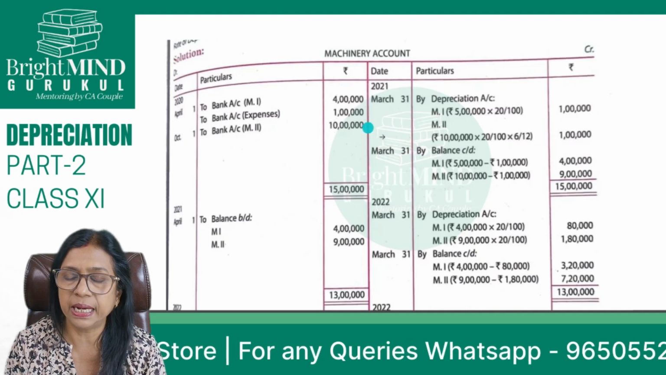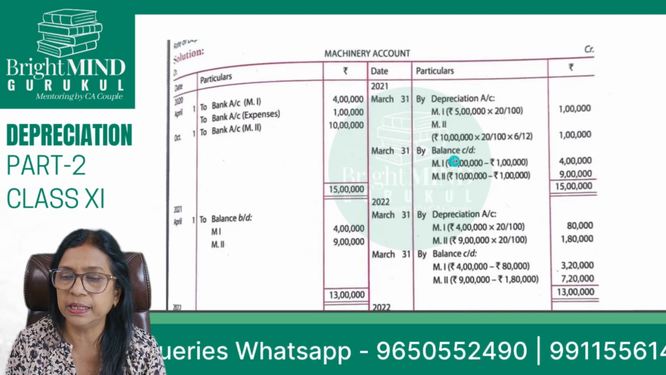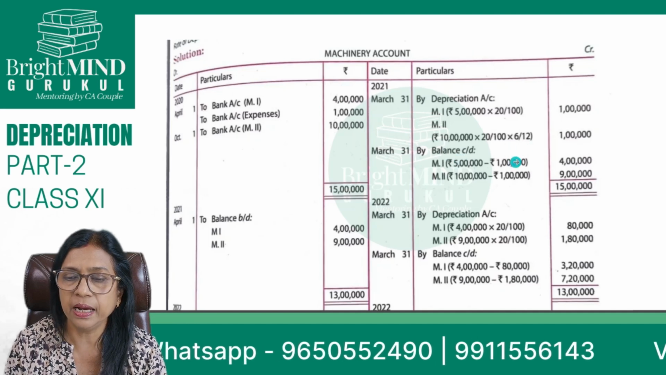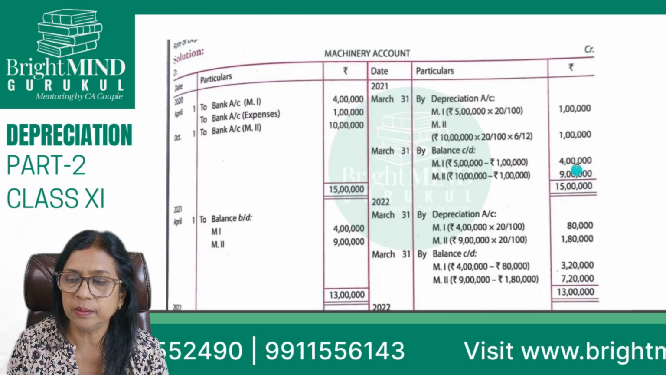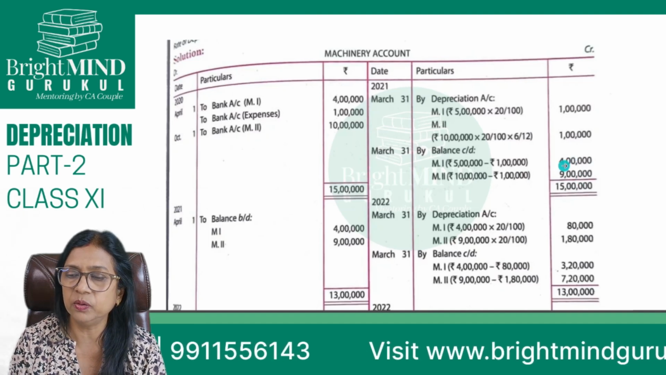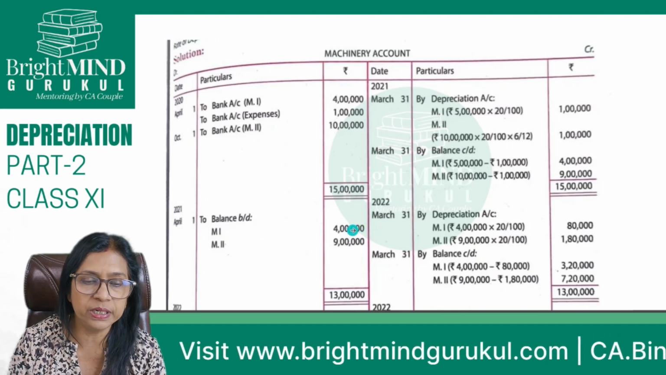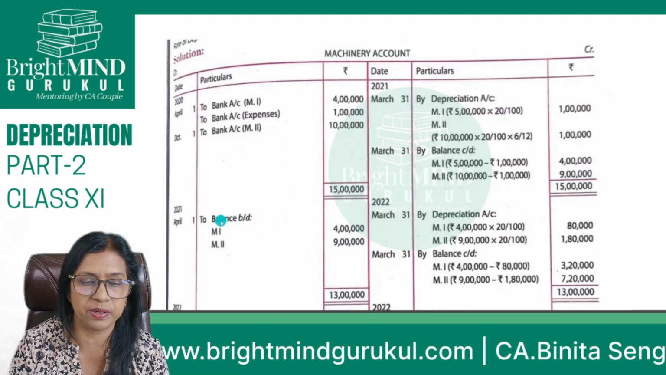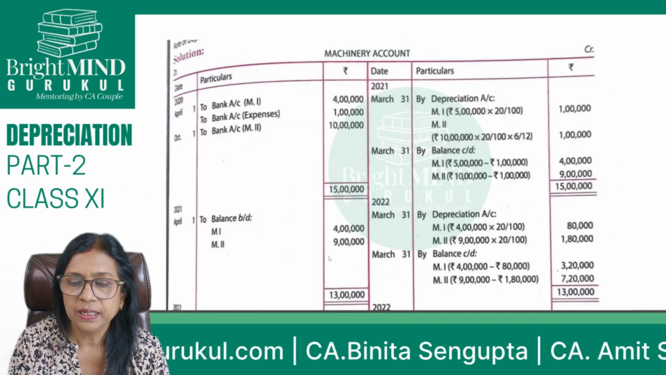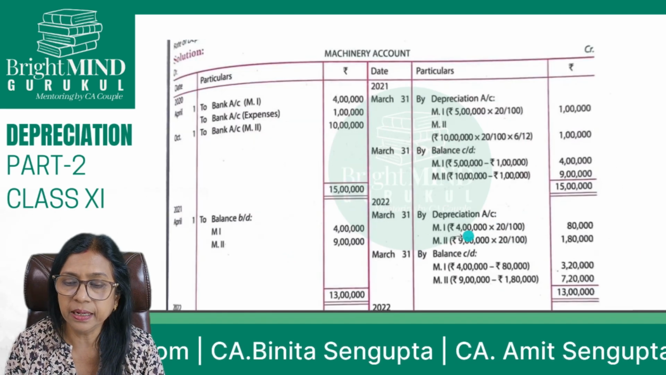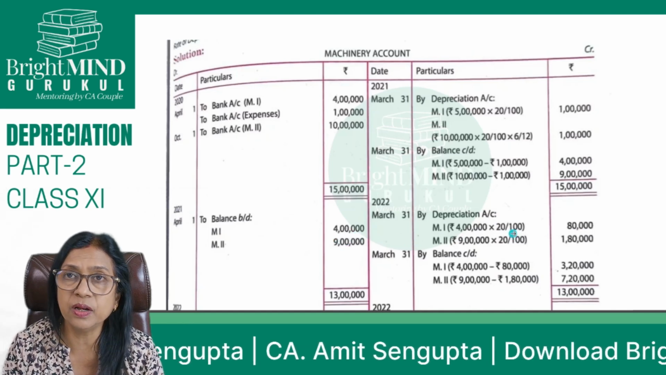And the balance carried down for machinery 1 will be 4 plus 5 lakh minus 1 lakh depreciation. And for the second machinery, 10 lakh minus 1 is 9 lakh. So the total balance that will be carried down is 4 lakh and 9 lakh. So this is the amount that will be brought forward next year, that is April 2021. In this year, the depreciation will be again on 4 lakh, 20%, because it is written down value.